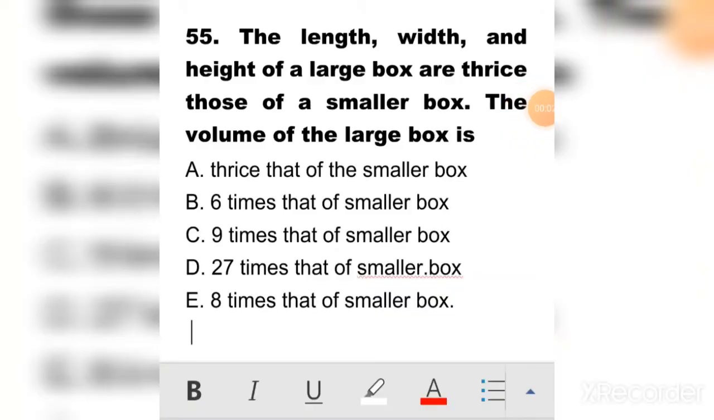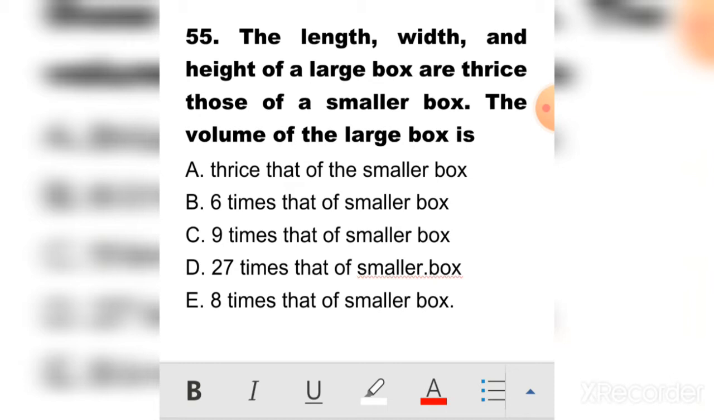55. The length, width, and height of a large box are thrice those of a smaller box. The volume of the large box is A. Thrice that of the smaller box. B. 6 times that of a smaller box. C. 9 times that of a smaller box. D. 27 times that of a smaller box. E. 8 times that of a smaller box.